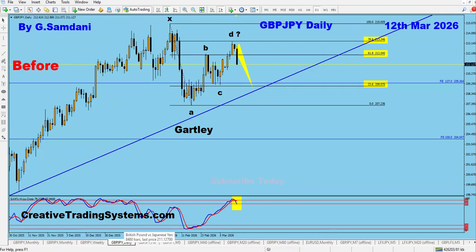Okay, and or A, B of a correction, followed by wave C. So if this is wave 1, let's say, then ABC, wave 2. Then wave 3 needs to be 1.618. Yep, 127, 1.618.